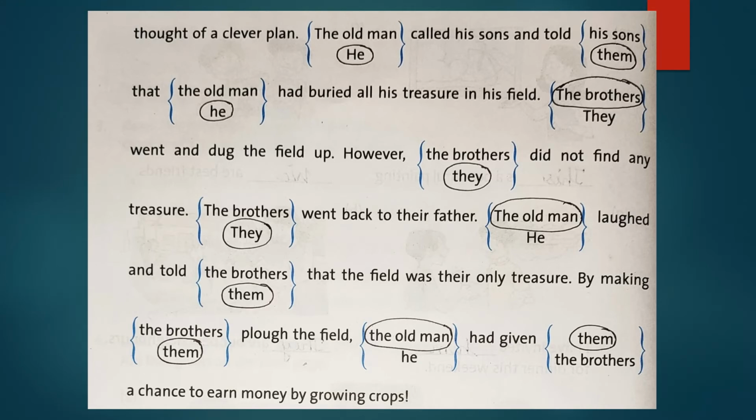By making the brothers plough the field, the old man had given them a chance to earn money by growing crops. So here them is also a replacing word used instead of the brothers. Understood, children?